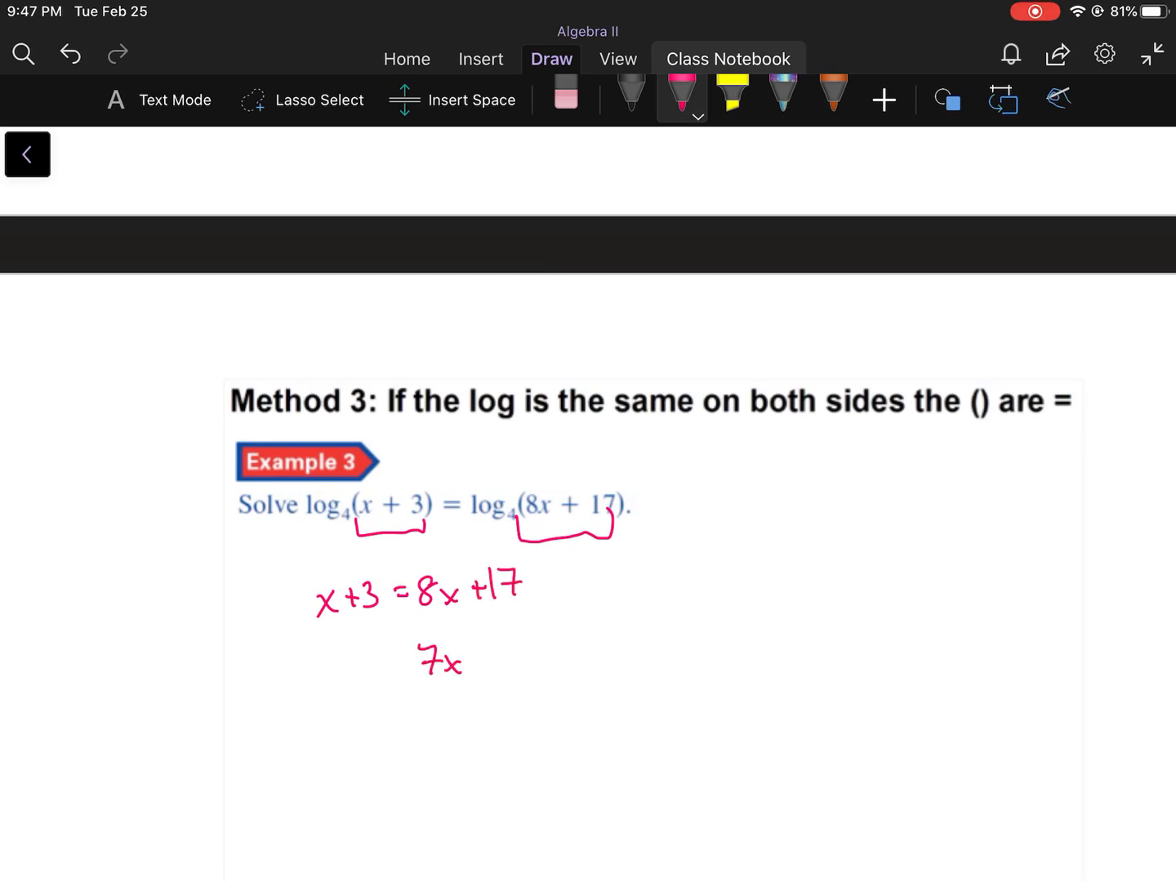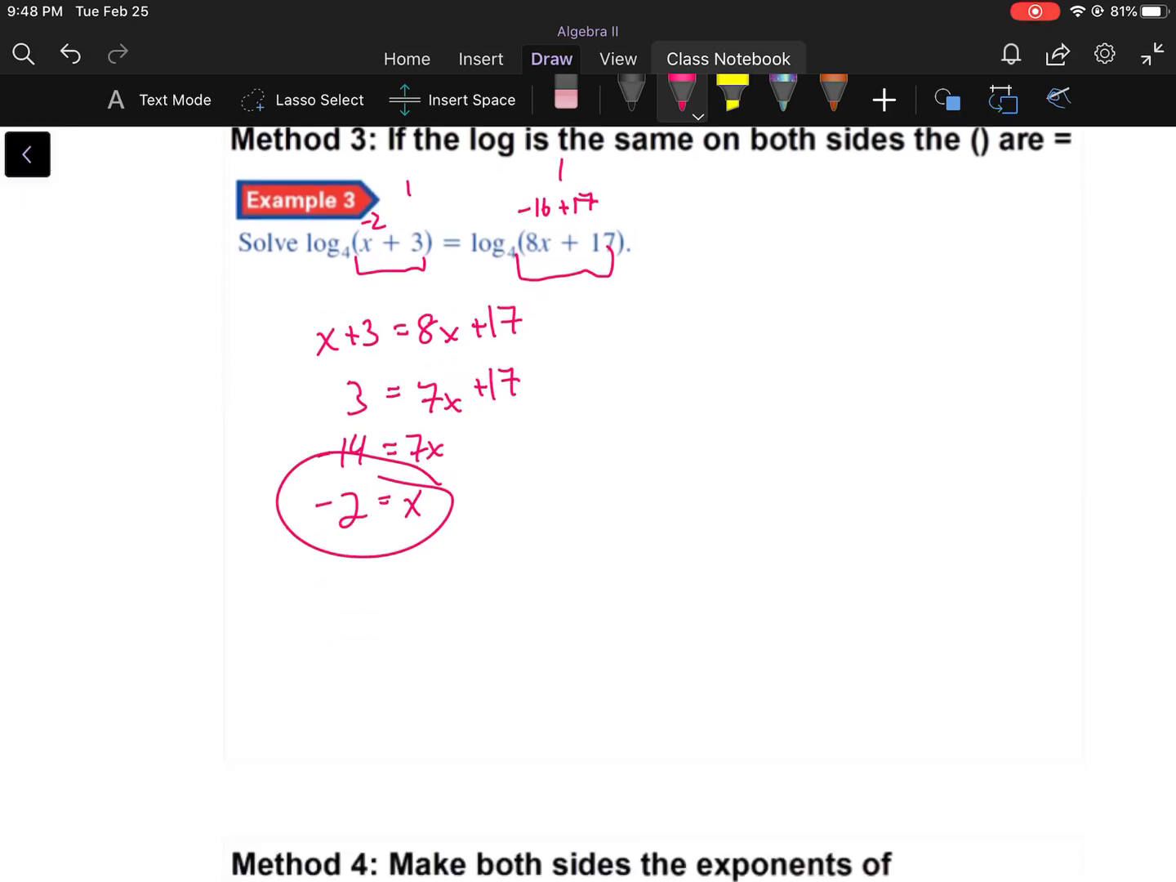Okay, now I should add that I probably should be looking for extraneous solutions because I can't take the log of negative numbers. But if I go back and check this, negative 2 plus 3 is 1, I'm good there. That's going to be negative 16 plus 17, that's going to be 1 as well. So log base 4 of 1 is the same thing as log base 4 of 1. I got it right. Okay.